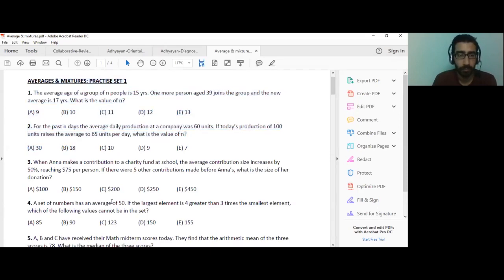See, what does 4 say? A set of numbers has an average of 50. The largest element is 4 greater than 3 times the smallest element, which essentially means the following: 4, 12, 19. I will definitely discuss 19. I have to discuss 19 and 20 both, briefly 20, but I have to discuss that. In 4, this is the sort of equation you have. The largest number is 3 times the smallest plus 4.